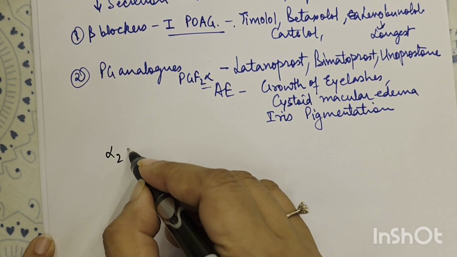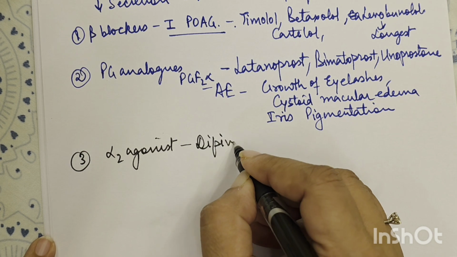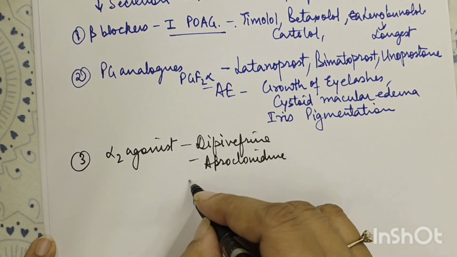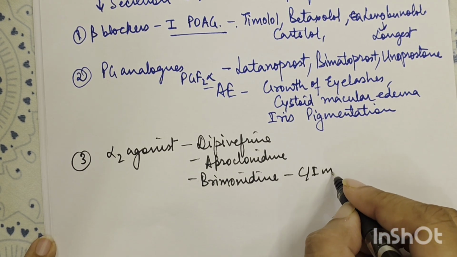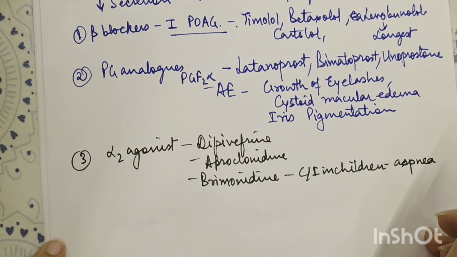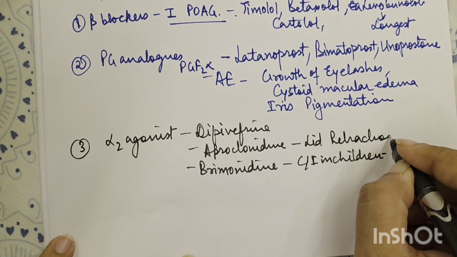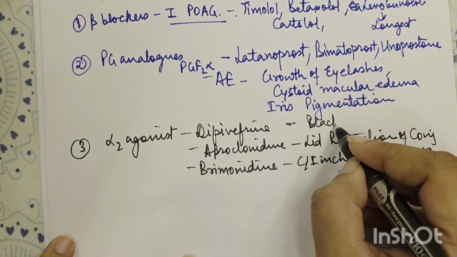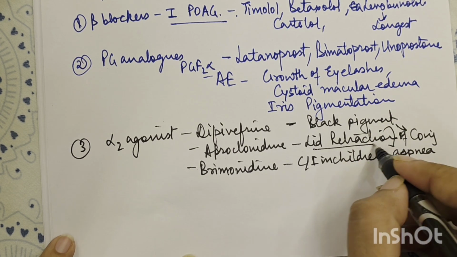Then we have alpha 2 agonists, the third category of drugs, where we have dipivefrine, apraclonidine, and brimonidine. Here again, brimonidine is contraindicated in children because it causes respiratory depression, CNS depression, and apnea. Okay, so this is the side effect of brimonidine. Apraclonidine causes lid retraction. Dipivefrine can cause black pigmentation of the conjunctiva.